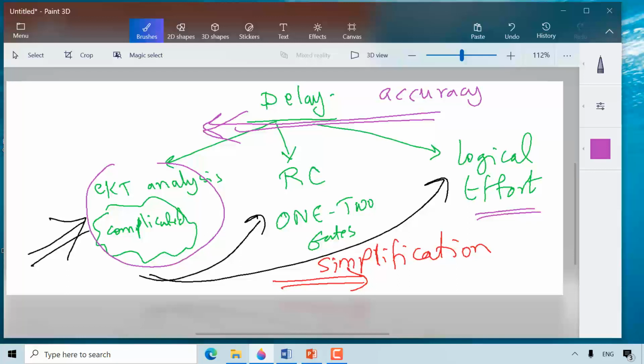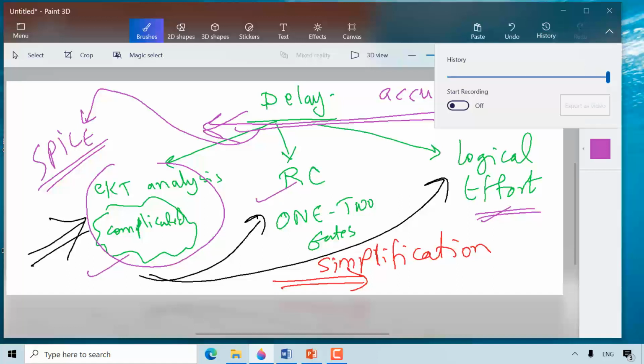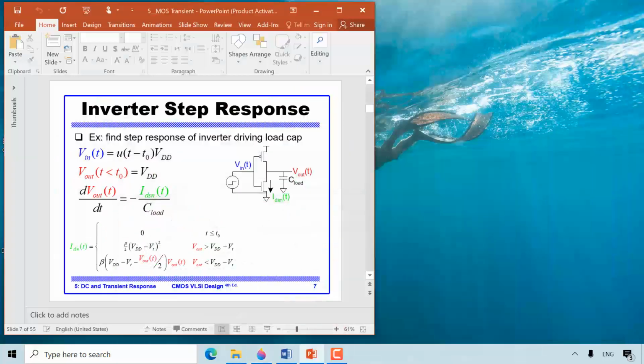Of course, what is not mentioned here is HSPICE and the like, SPICE circuit simulators. Of course, this gives you golden results, but again, even SPICE has limitations when you have large circuits and can't SPICE everything, because it is slow. But in this chapter, we will address these three methods: circuit analysis, RC, and logical effort. Okay, let's go to this here.